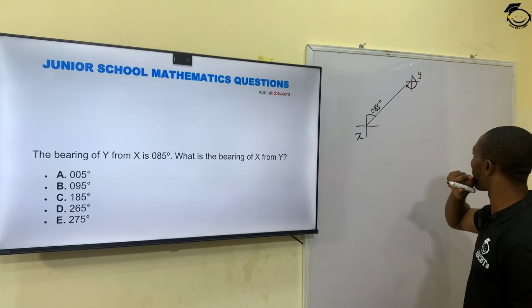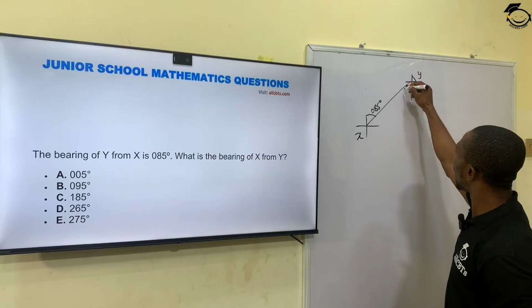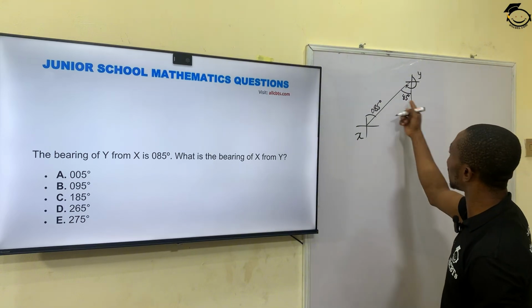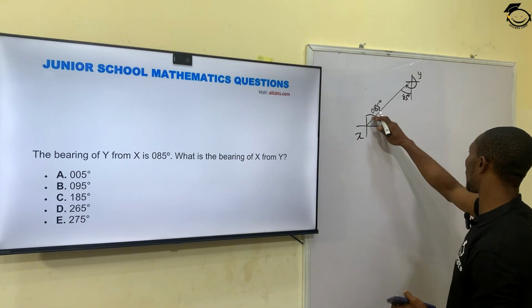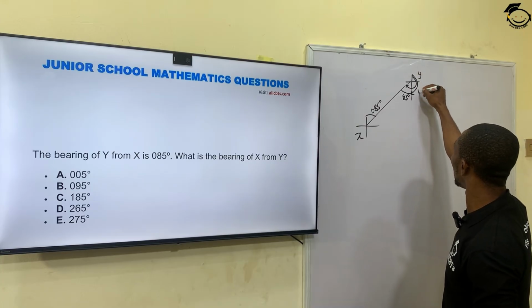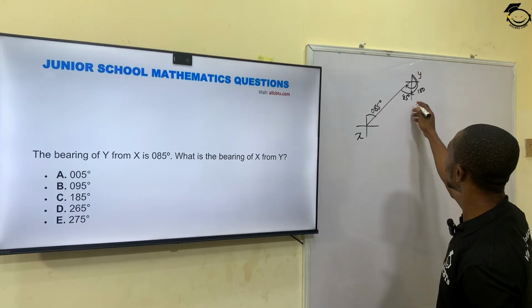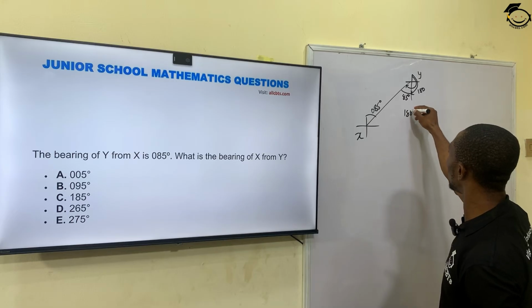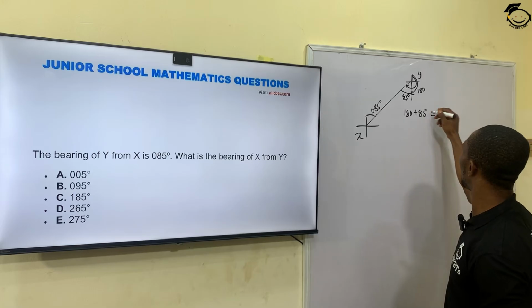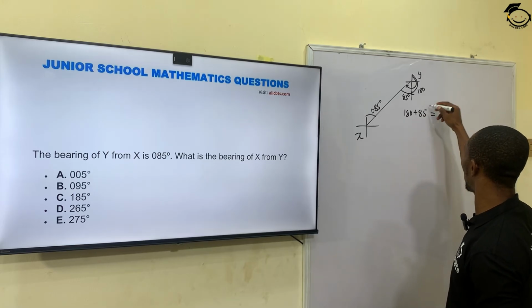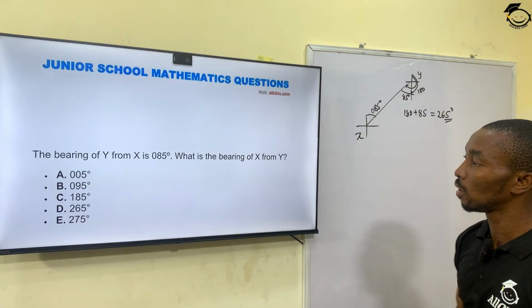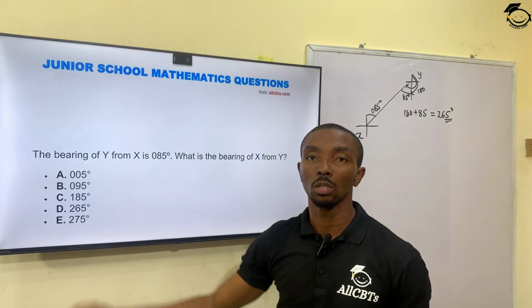And we know that this is already 85 degrees, alternate angles. Since we have alternate angles, and from here to here is 180 degrees, the bearing will become 180 plus 85, which gives us 265 degrees, which is option D.